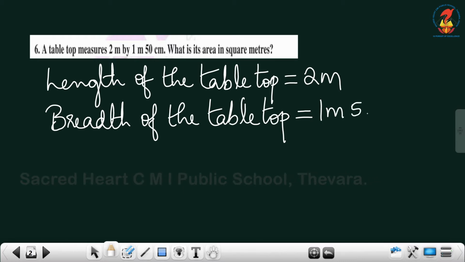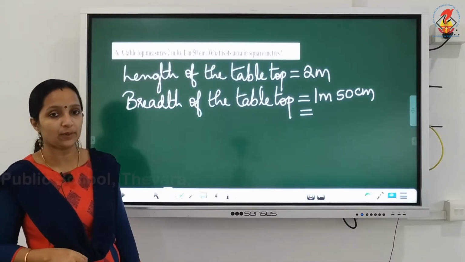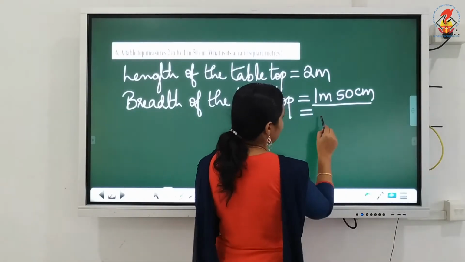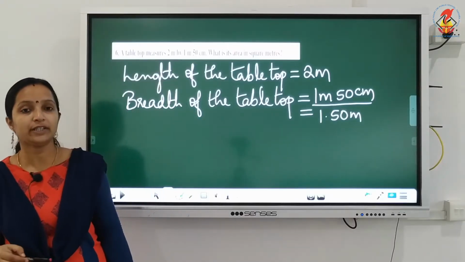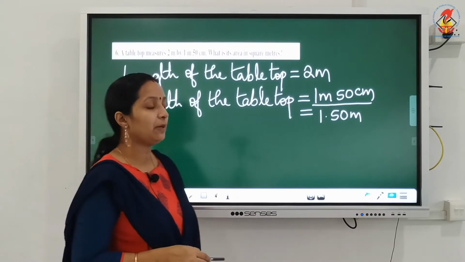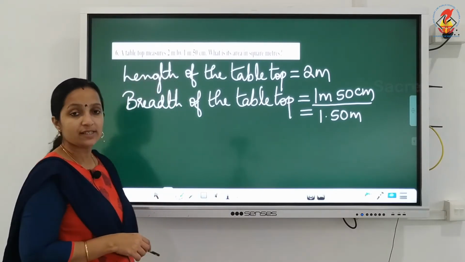1 meter 50 centimeter. Now listen children, here there are 2 units, so convert them into the same unit. This is already in meter, so we will convert this also into meter. That means 1.50 meter. For converting centimeter to meter, we already learned you have to divide by 100. So what is the answer? You will get 1.50 meter. So we got the length and breadth in the same unit.